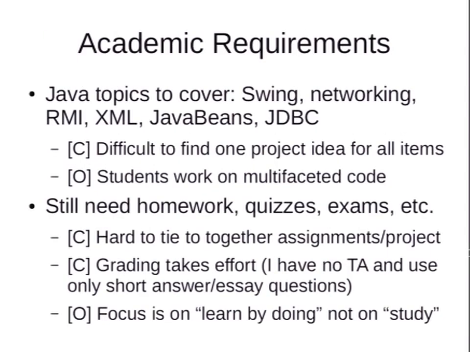All right, so academic requirements. That's the list of topics that I'm required to cover. Swing, networking, RMI, which was not terribly evil 20 years ago, but there's about a million better options for it now, but it's in the course description. I've talked to the department, and I'm going to try to get the course description updated so that I can change some of these things out in the fall. And then we've got XML, Java Beans, and then JDBC for databases.